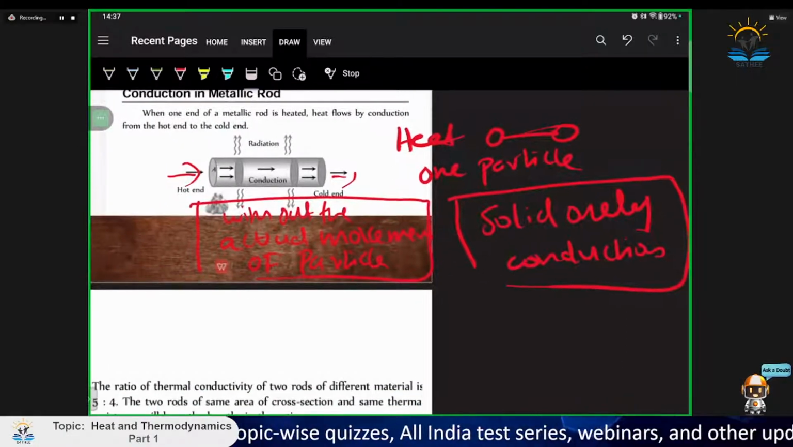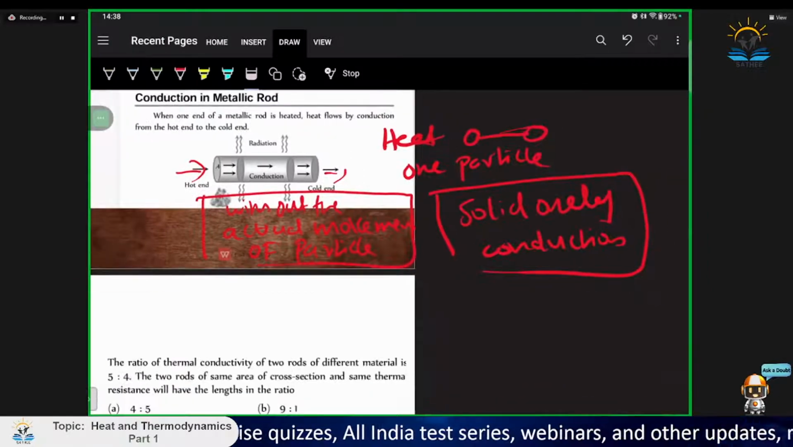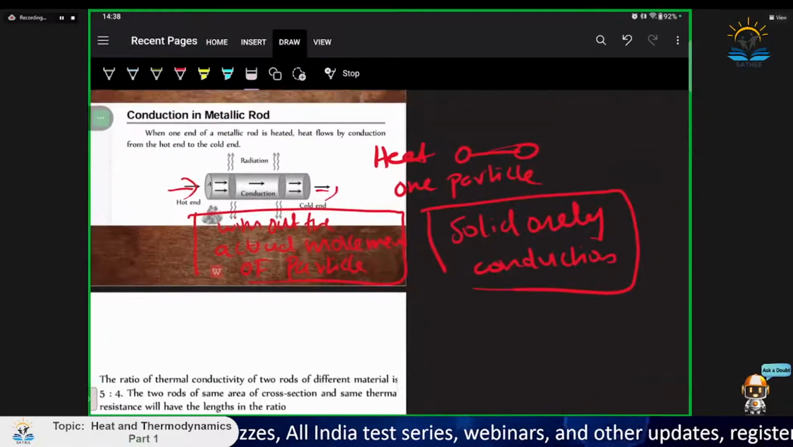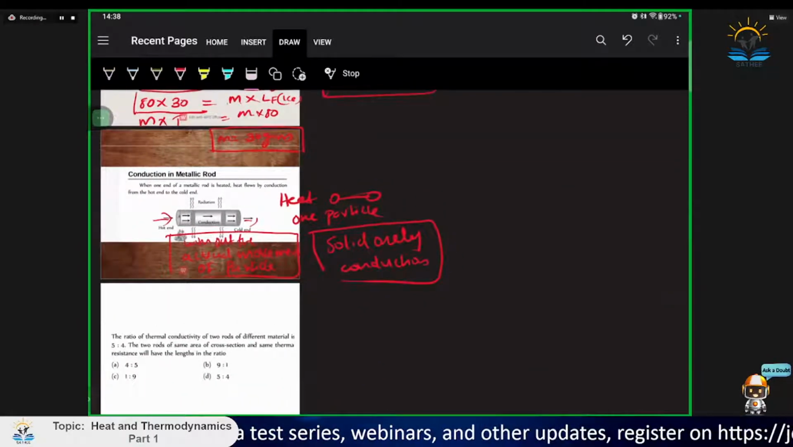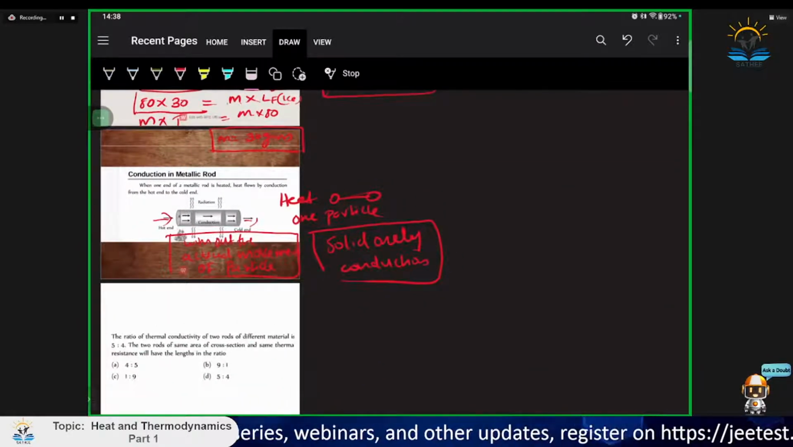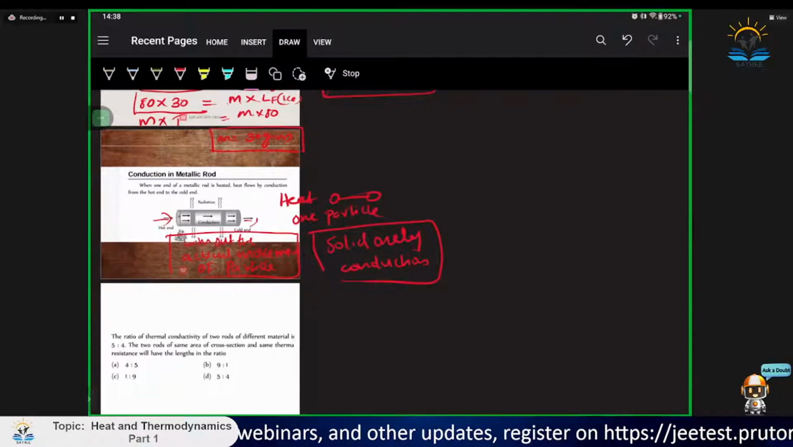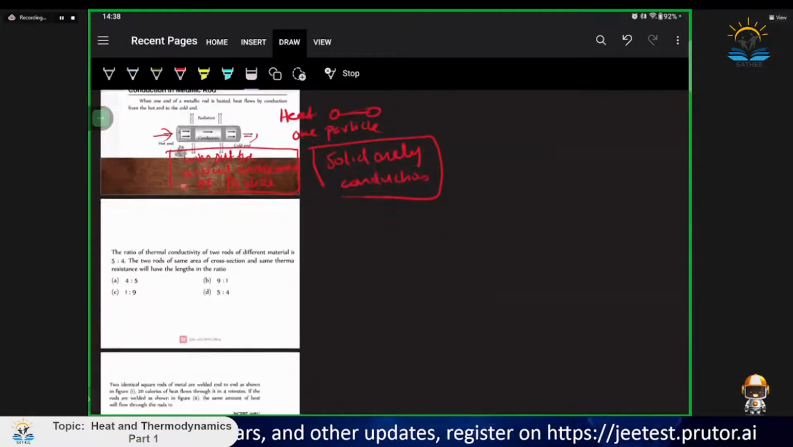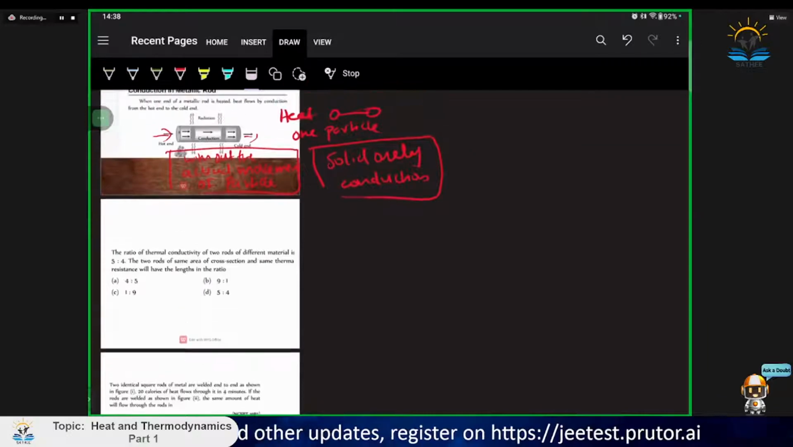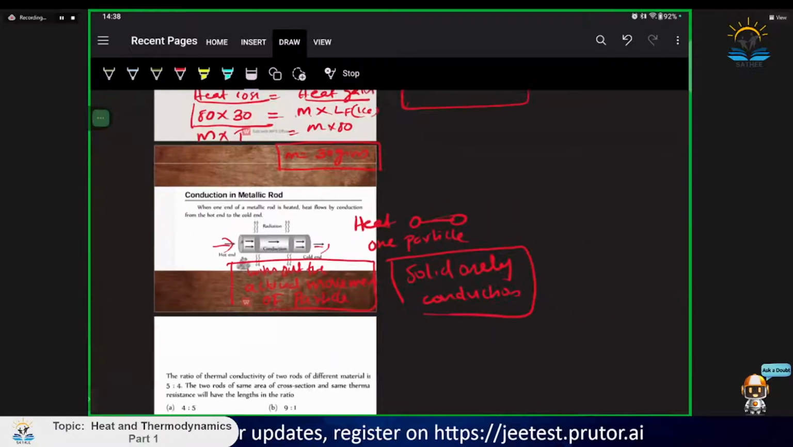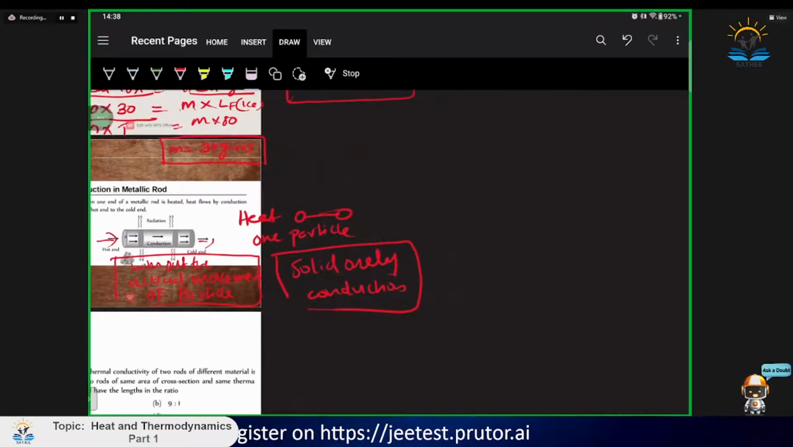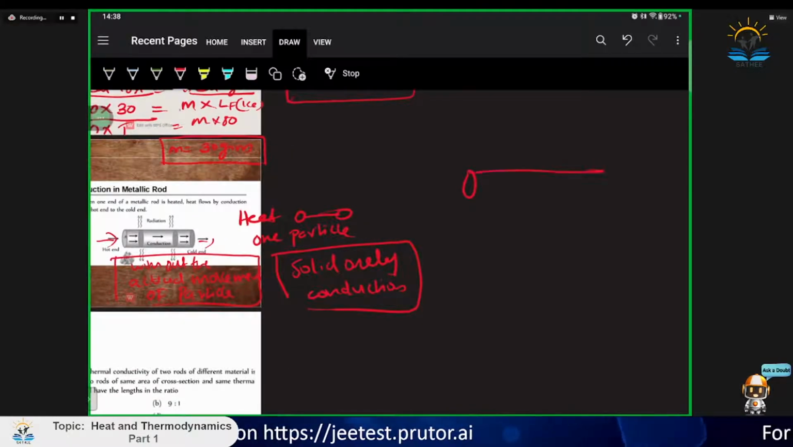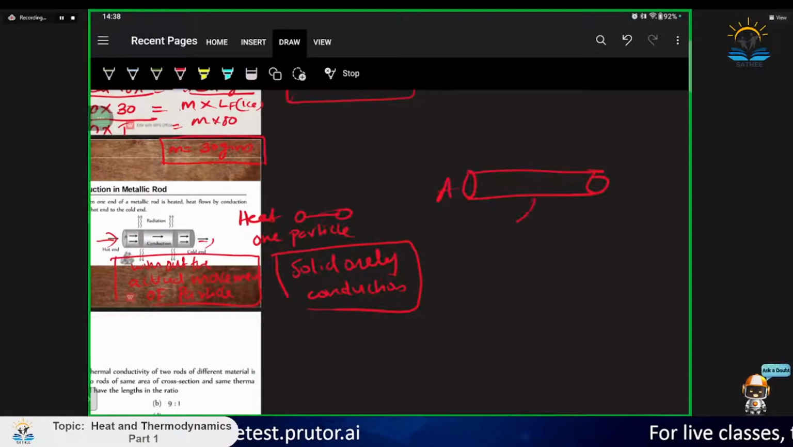I want you all to know one more concept. Now here we are not discussing convection actually. We are discussing conduction and a slight topic, that is Newton's law of cooling on radiation. So conduction, if it is a rod, of area A, length L.